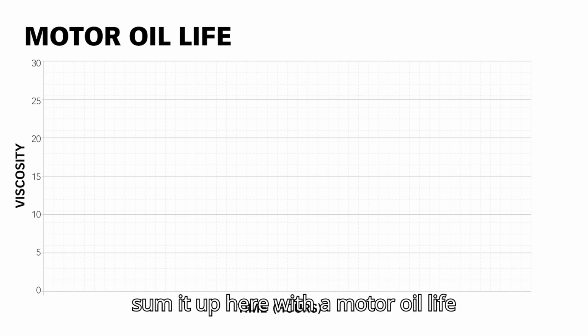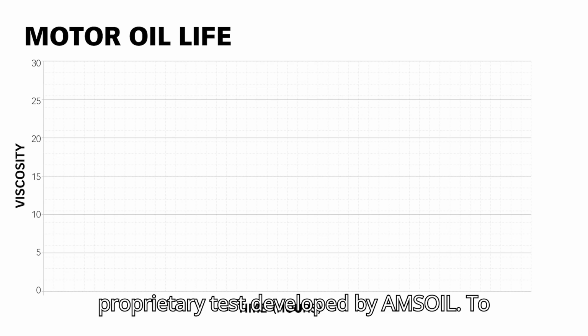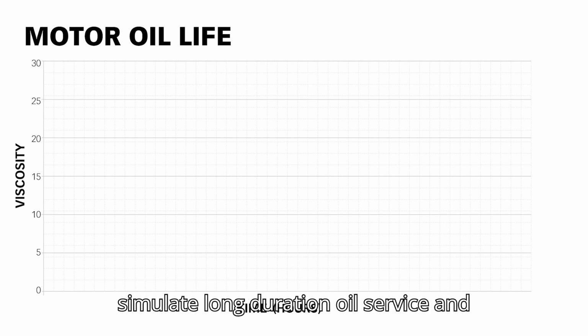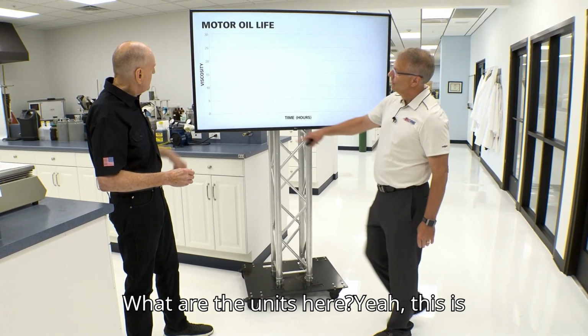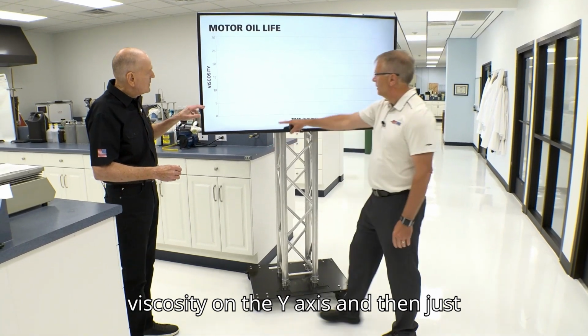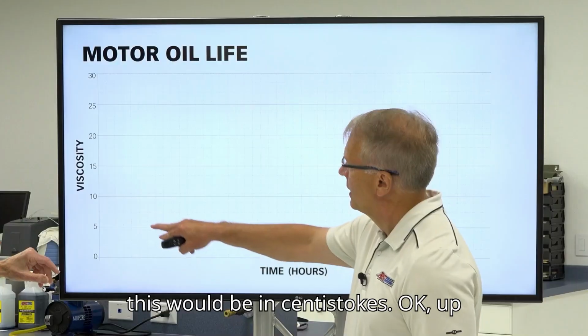Sum it up here with a motor oil life graph. Now, Gale, this is a proprietary test developed by AMSOIL to simulate long-duration oil service and development of sludge-forming properties. What are the units here? Yeah, this is viscosity on the y-axis, and then just time on the x-axis. In what units? Yeah, this would be in centistokes.